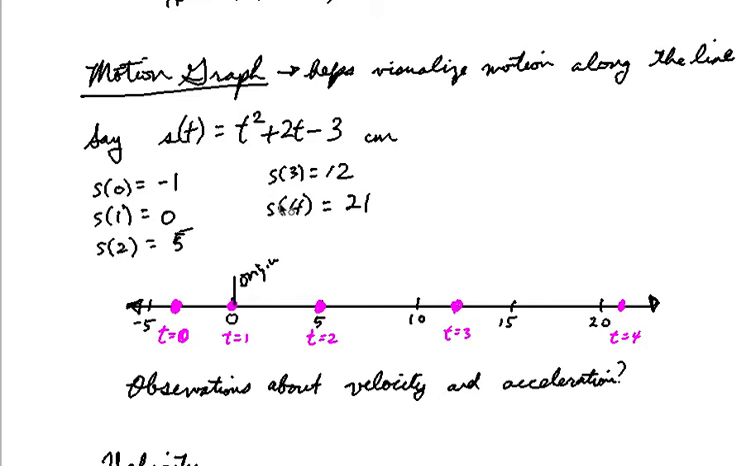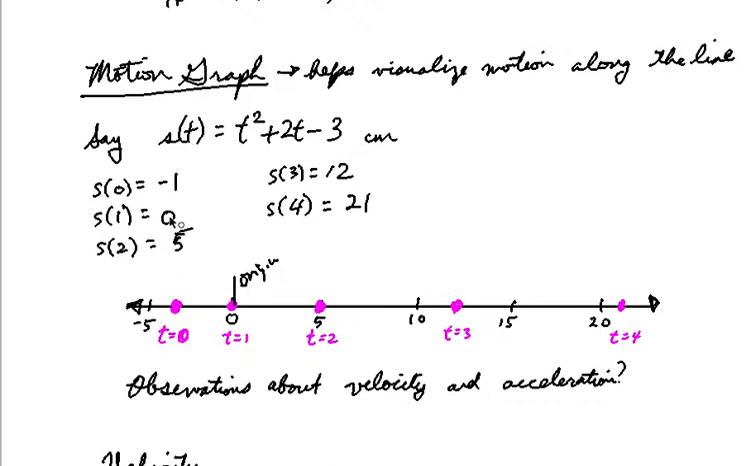Well, if this is true, what I'll get is s of 0 is negative 1, let's just say that. This function doesn't necessarily give me this information, but let's just say that it did. If I put in a 0 for time t, I get the displacement of negative 1, so that means I would be right here at time 0.